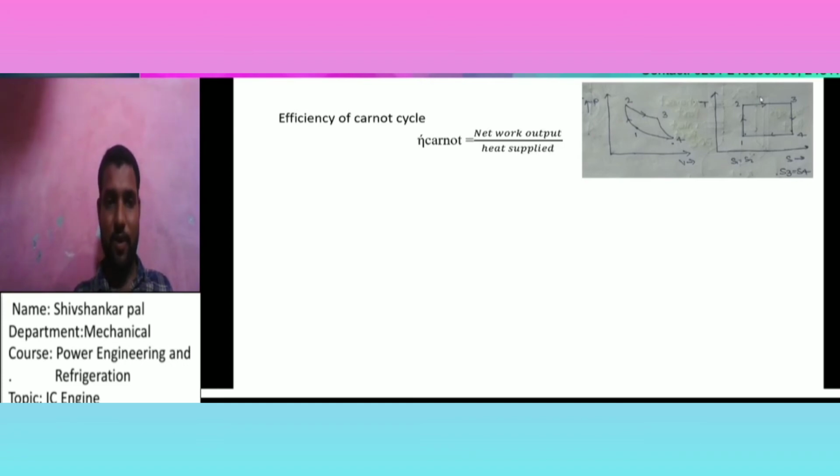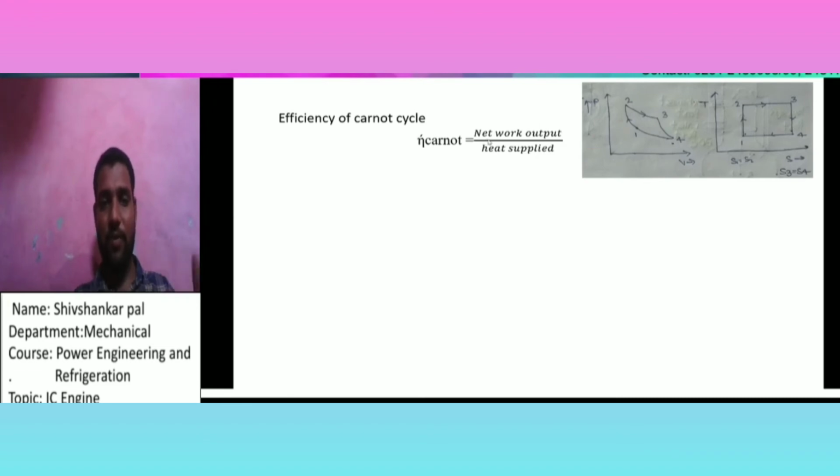Then what is the efficiency? Efficiency is output upon input. Output is the work. Our input is here, you can see that diagram. Our main motive in the Carnot cycle is to find out the efficiency. Work I will find out, and input is the heat input between process 2 to 3. Efficiency of the Carnot cycle is the net work output upon heat supplied.